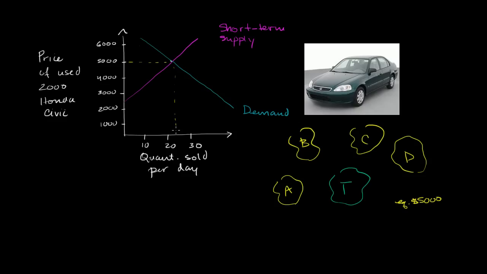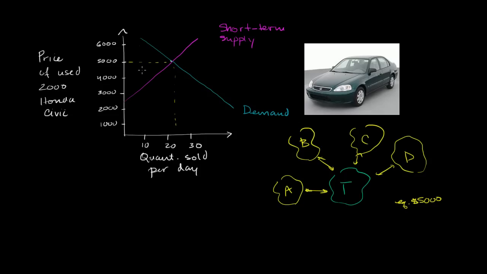But given that all of the towns have an equilibrium price of $5,000, let's think about what the long-term supply curve for Honda Civics in our town might look like. And the reason why I'm thinking about other towns is because we can always trade, we can always move Honda Civics very easily between towns. These might be only 10 or 50 miles away. So not a difficult thing.